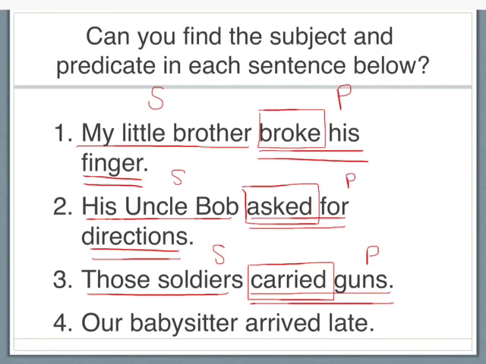And then finally, number 4, our babysitter arrived late. Okay, find your verb first. Arrived is your verb. So the verb and everything after is your predicate. Who or what arrived late? Our babysitter. Subject and predicate. Okay, so now you're going to do some practice pages to see if you understand this.